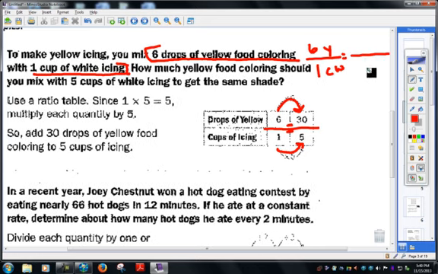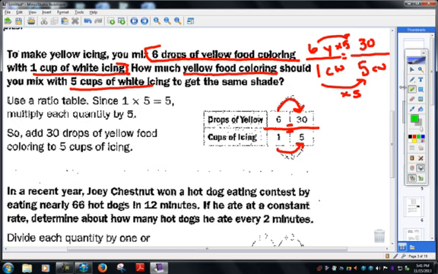Okay, now we're going to set it up with our proportion and we're going to ask, are they giving us the actual number of yellow drops or the number of cups of white icing? How much yellow food coloring should you mix with 5 cups of icing? So that means 5 cups of white icing goes there. You can see that I'm doing 1 times 5, so I have to do my yellow food coloring drops times 5, and I get 30. That's the way that I've taught you this whole time on review sheets and in Chapter 4. So now all you're doing is putting it in a table.